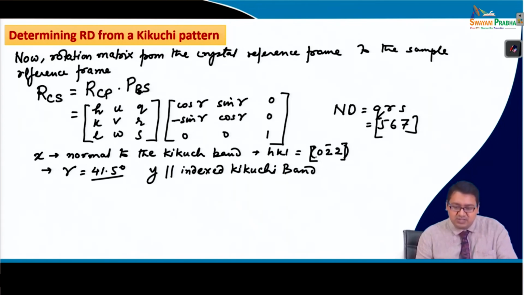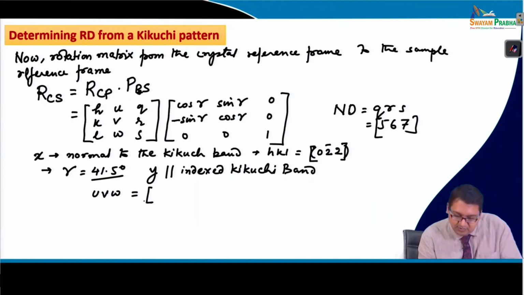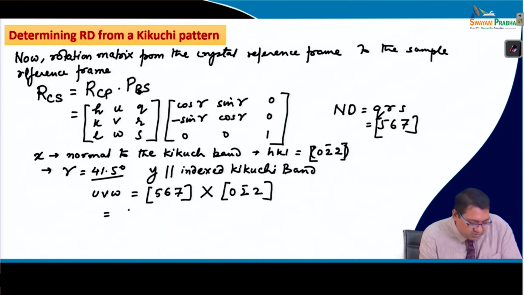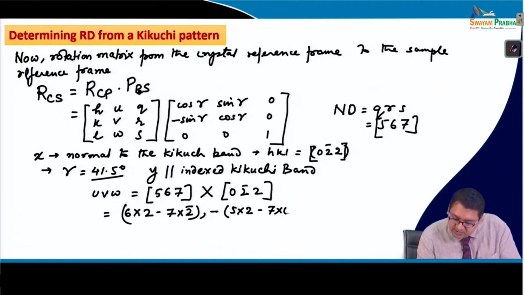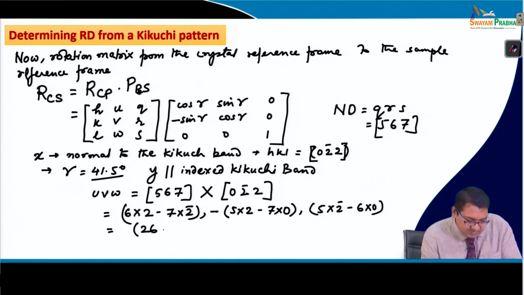By doing a cross product, using the right hand thumb rule, between x and ND, one can obtain the Miller indices of y. So, UVW, which is the Miller indices of y, is equal to the cross product between ND, that is 5, 6, 7, and HKL, 0 2 bar 2. Now, if we calculate this, it comes out to be 6 into 2 minus 7 into 2 bar for the first one, then minus of 5 into 2 minus 7 into 0, then 5 into 2 bar minus 6 into 0, right. So, this comes out to be 26, 10 bar, 10 bar, right.